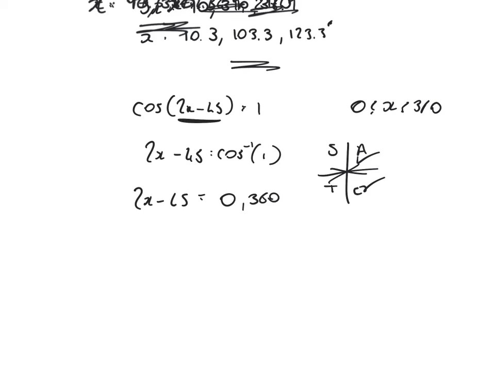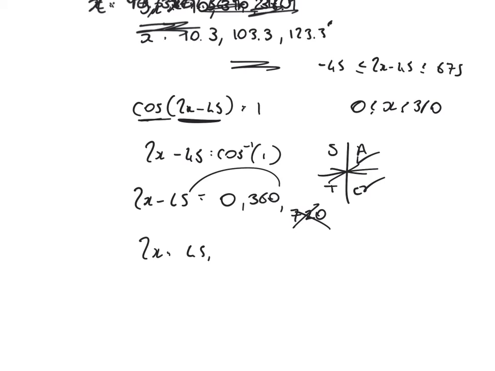Let's remember to expand up our limits. So the limits are going to be doubled, and then I take away 45. So 0 times 2 is 0, take away 45 is minus 45. 360 times 2 is 720, take away 45 is 675. Okay, so I've got 0 and 360. Cosine repeats after 360 degrees. So that's going to be 720. Okay, that's out with my limits. So add 45 onto both solutions, 45 and 405, and then x equals 22.5 and 202.5 degrees.